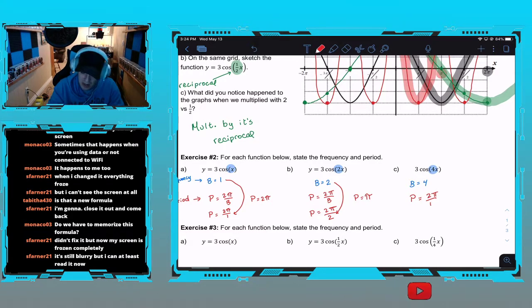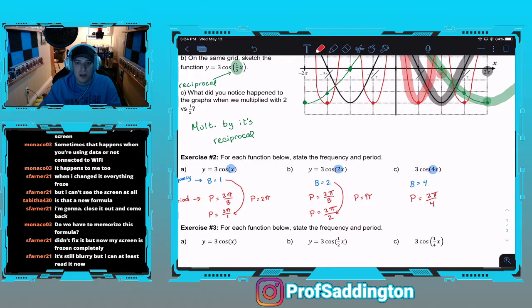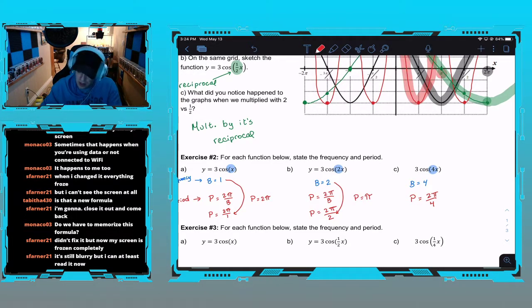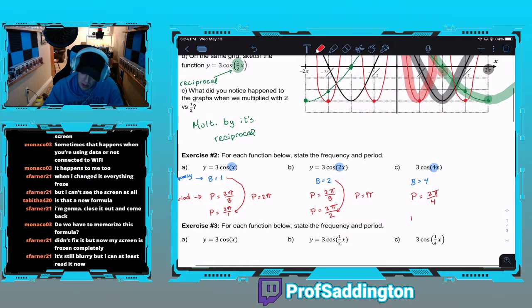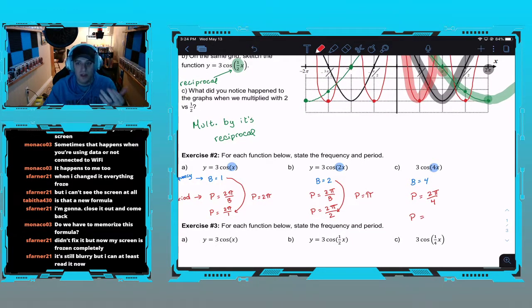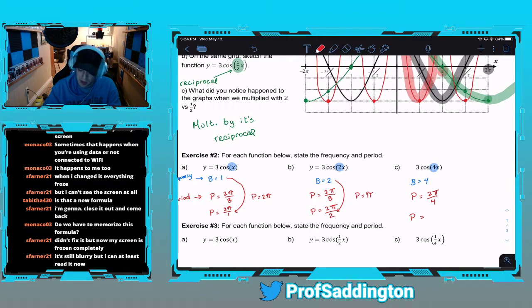I'm not even going to write down the letter B this time because you know you're substituting in that 4. And again, you're going to notice that it's going to reduce down because 2 pi over 4, the 2 and the 4 can cancel out and become pi over 2.